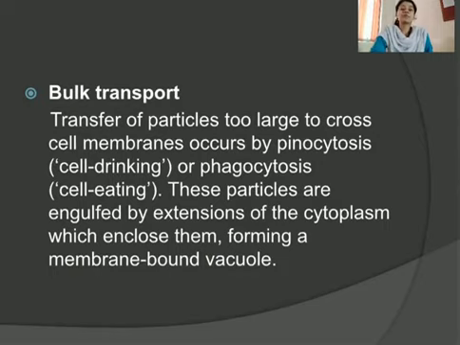Now next comes your bulk transport. So bulk transport is mainly the transport of particles which are too large to cross the cell membrane, and this particular transport mainly occurs through processes, either pinocytosis or phagocytosis. Pinocytosis is termed as cell drinking and phagocytosis is termed as cell eating, right?